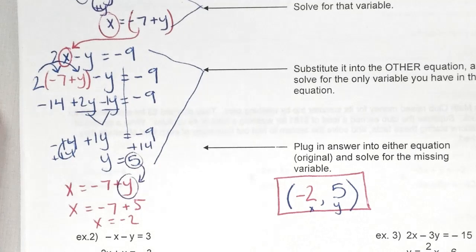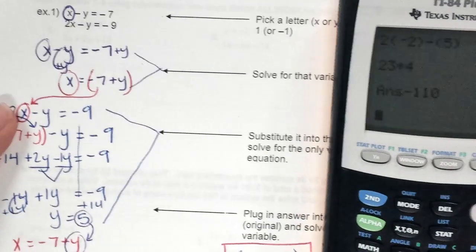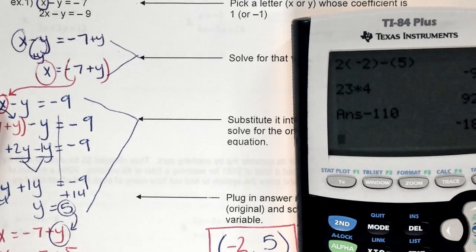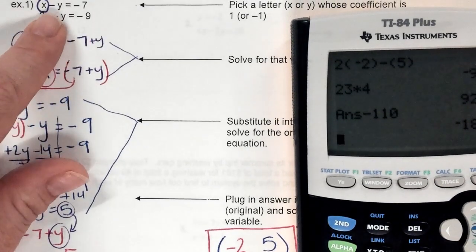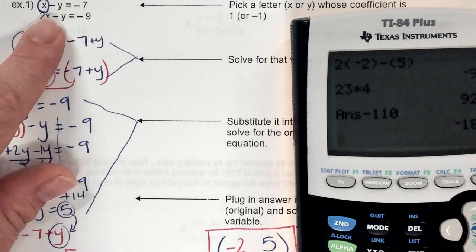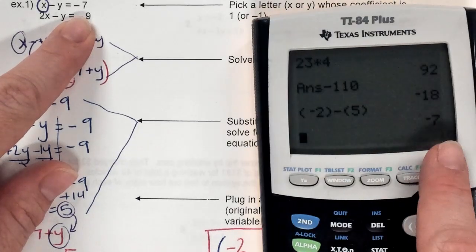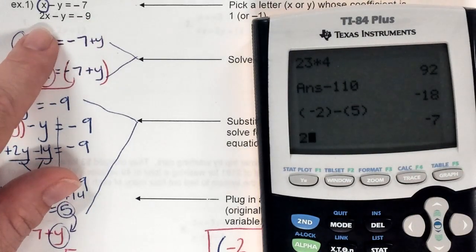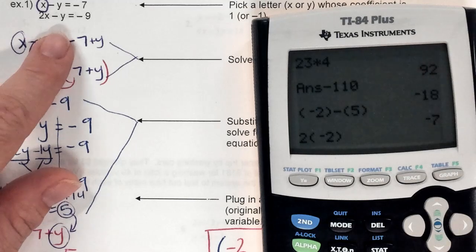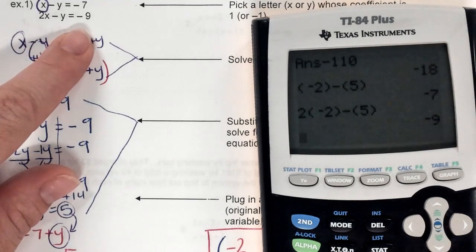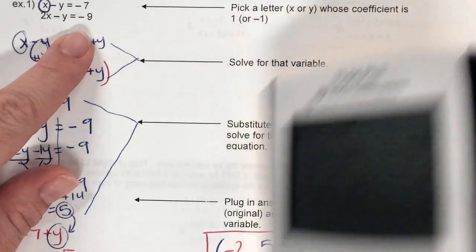Now, we can check our work, and it's super easy in the calculator. So we know our answer is negative 2, 5. And I'm going to come up here and look at my original equations. So I know that x is negative 2 minus y is 5, and that should equal negative 7, and it did. Okay, and then I know, again, 2 times negative 2 minus 5 is negative 9, and that also worked. So that was the correct answer.